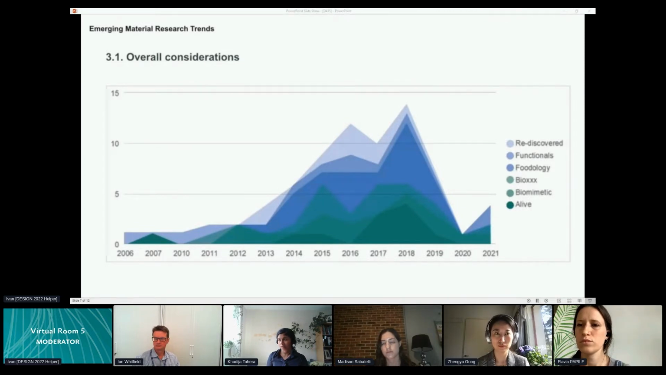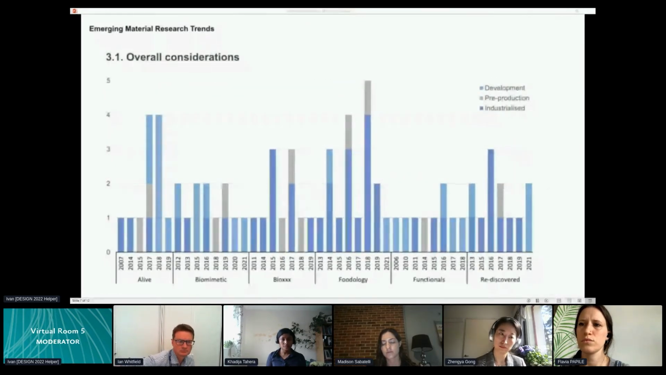Case studies emerging in the functional trend are the oldest, and over the years, they have been of growing interest. Rediscovered materials, on the contrary, grew only in the last few years, depicting an impellent necessity of creating new materials from waste. The same trend has been followed by foodology materials, while bio-XXX and biomimetic materials maintained a constant research interest, according to the analyzed case study basin.